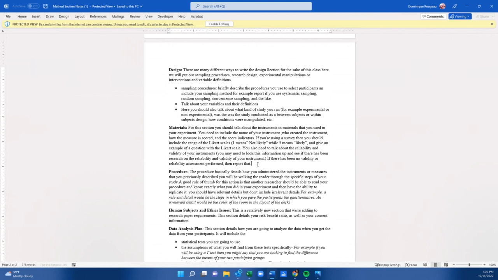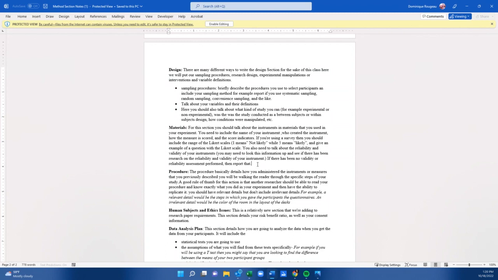But you need to talk about who created the instrument. How is the measure scored? This is very important in the score indicators. So talk about the questions that participants will be exposed to. Talk about how those questions are scored. Is it a Likert scale? Is it an open-ended question? And then when you get the scores, what do the scores mean? And not just the scores on the Likert scale, because you do need to make sure people understand that.